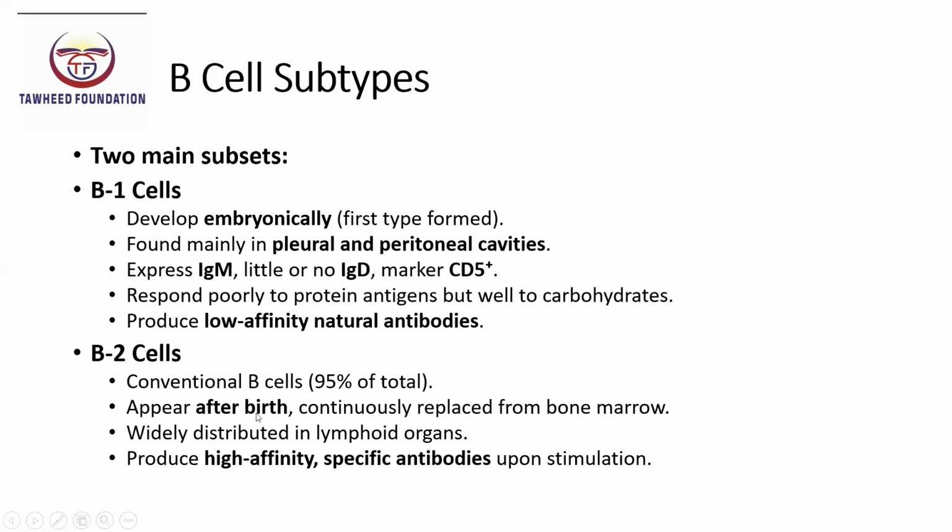B2 cells, on the other hand, are conventional B cells that make up about 95% of total B cells. These are generated continuously from the bone marrow after birth and are distributed throughout lymphoid organs. They produce high affinity specific antibodies during immune responses and form the mainstay of adaptive humoral immunity.